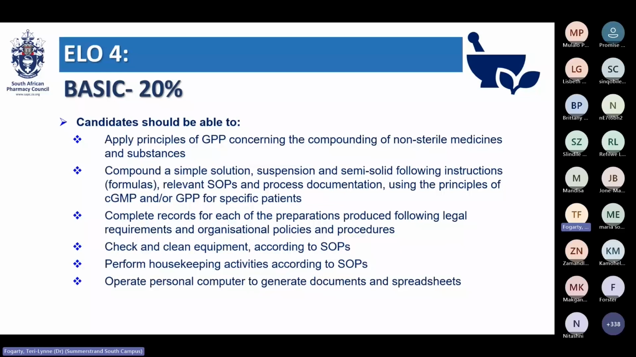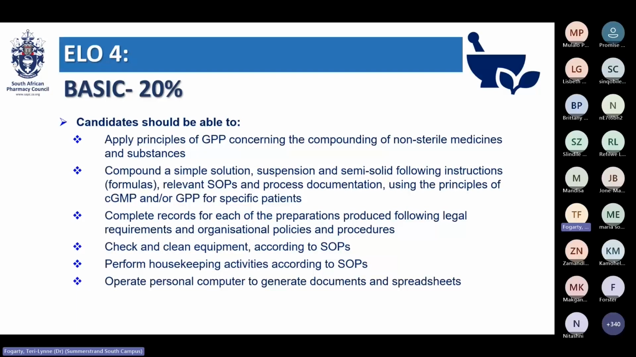You need to then be able to complete records for each preparation, following legal requirements and organizational policies and procedures, check and clean equipment according to standard operating procedures, perform any housekeeping activities, and operate a personal computer to generate documents and spreadsheets. Okay, so if we talk about operating a personal computer and generating documents and spreadsheets, we really are referring to being able to, or know, what a Word document is, a word processing document, understanding what a spreadsheet is and what the capabilities of a spreadsheet are.